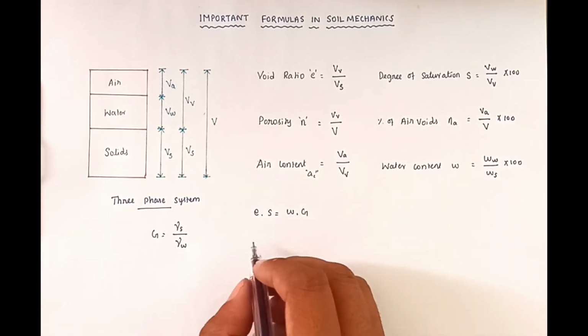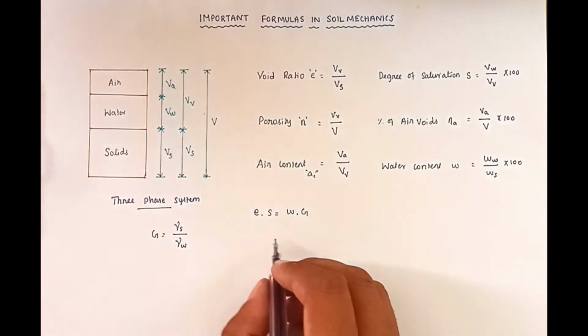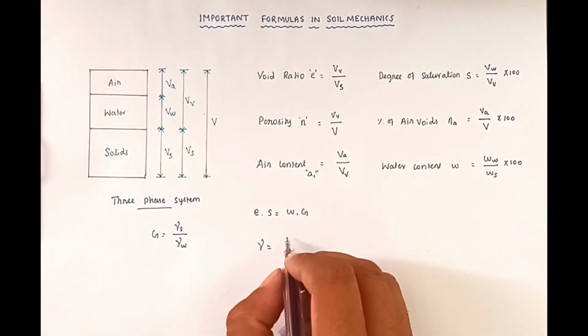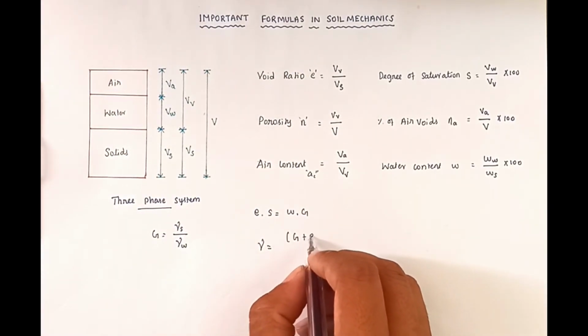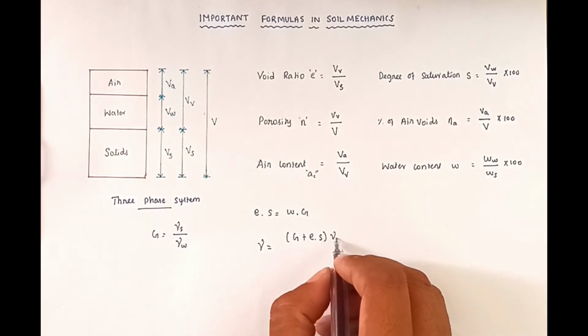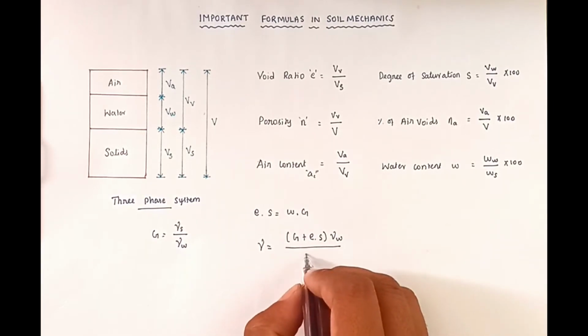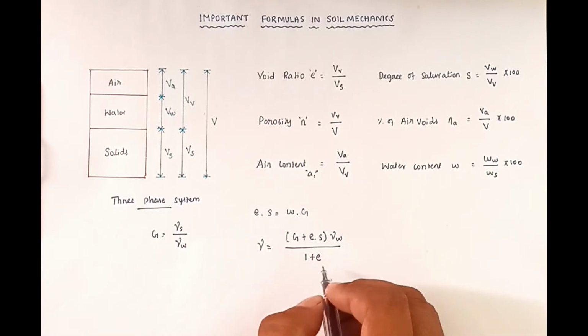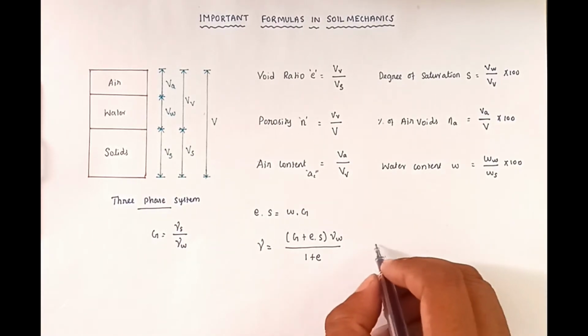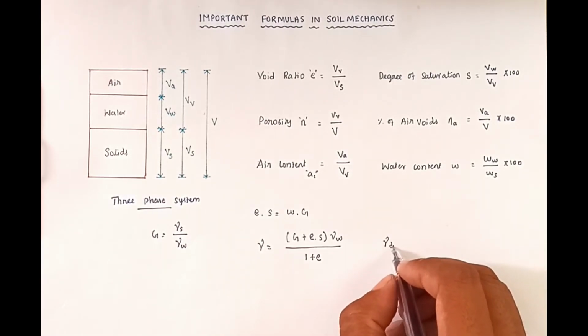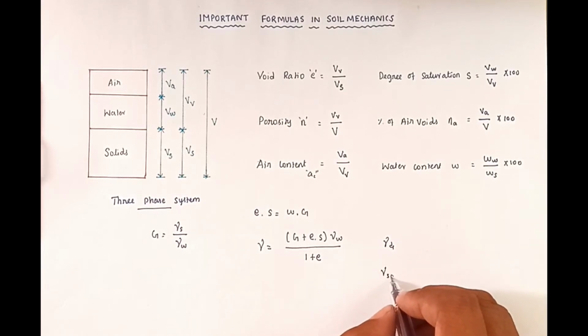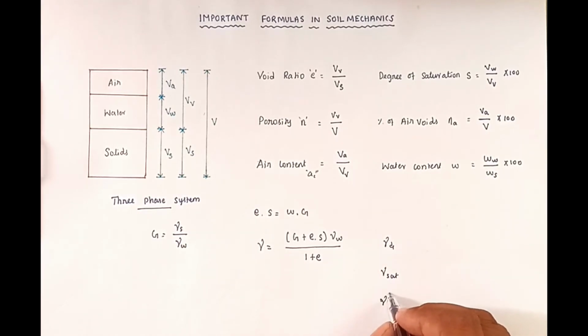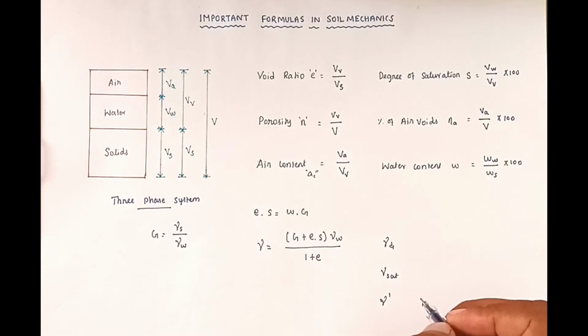The next, main formula is gamma equals (G plus e into S) into gamma w, divided by 1 plus e. This is the general formula. From this general formula we can derive gamma d, then gamma saturation and gamma dash. Gamma dash is the submerged unit weight.